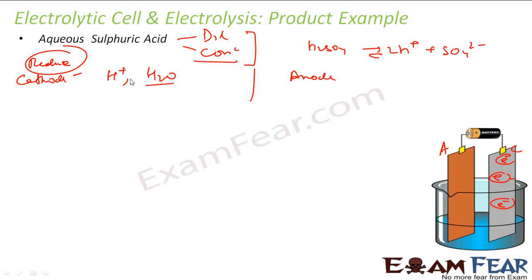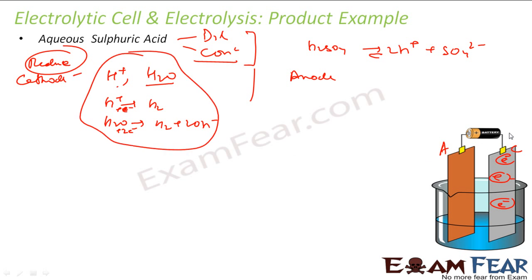Both are the same actually, right? I'm saying H plus getting reduced or water, both are the same. In both cases you'll get hydrogen gas, right? H plus will give you hydrogen gas, and if you reduce this H2O, it will take electrons. This will take one electron, and this will become hydrogen gas and OH minus. So in both cases the only possibility of gas coming out from here is hydrogen gas. Done, no issue. Let's talk about anode.